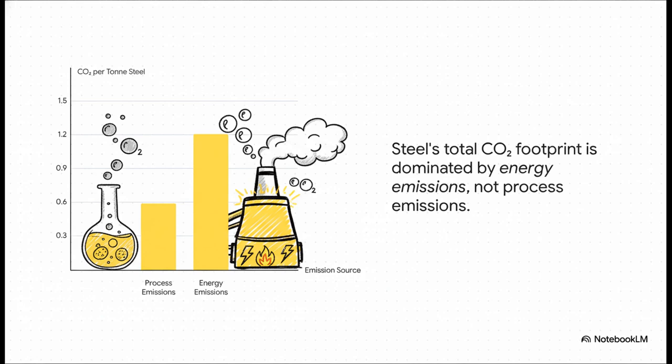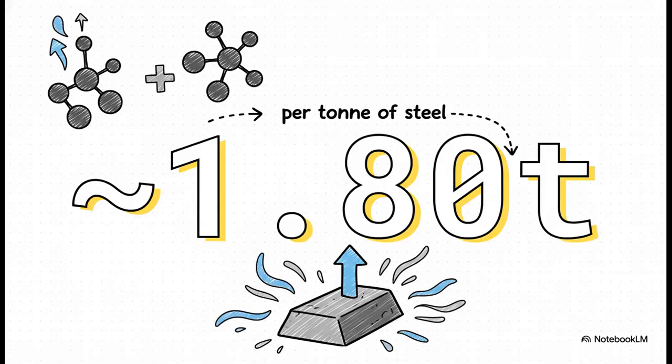What's so striking is that the emissions from just keeping the furnace hot are more than double the emissions from the core chemical reaction itself. The thermodynamic challenge is actually a bigger carbon problem than the chemical one. So let's do the final addition. We take the 0.59 tons from the process emissions and add the 1.21 tons from the energy emissions. And what do we get? 1.80 tons of CO2 per ton of steel. And there you have it. We've deconstructed the number and built it back up from scratch, using nothing but chemistry and physics.